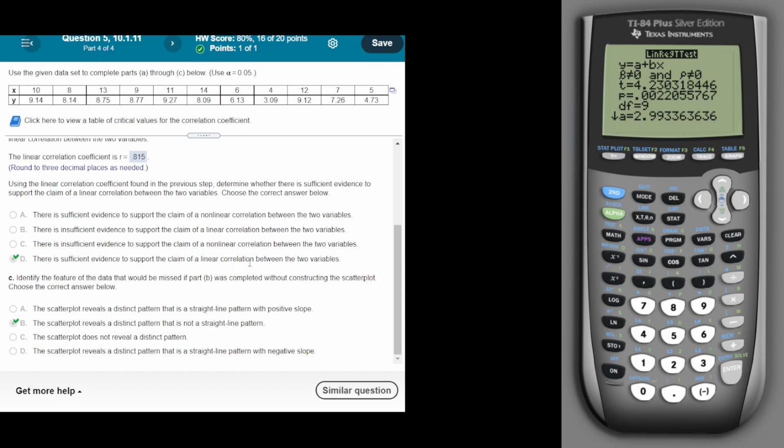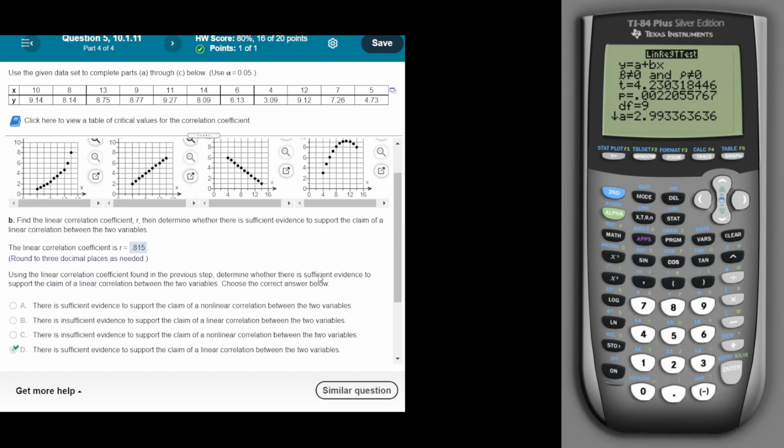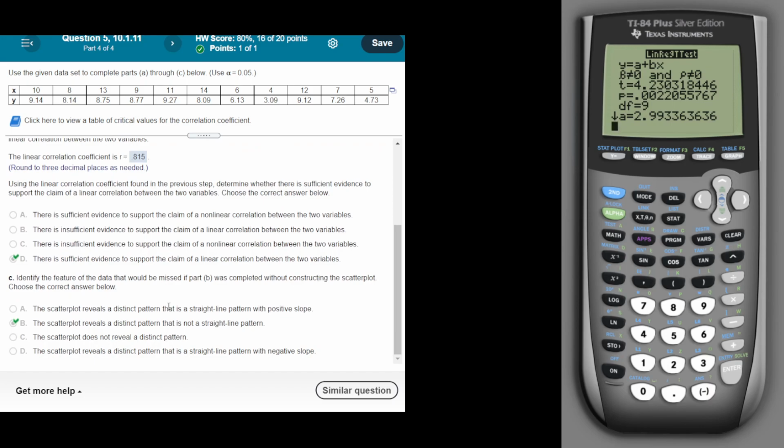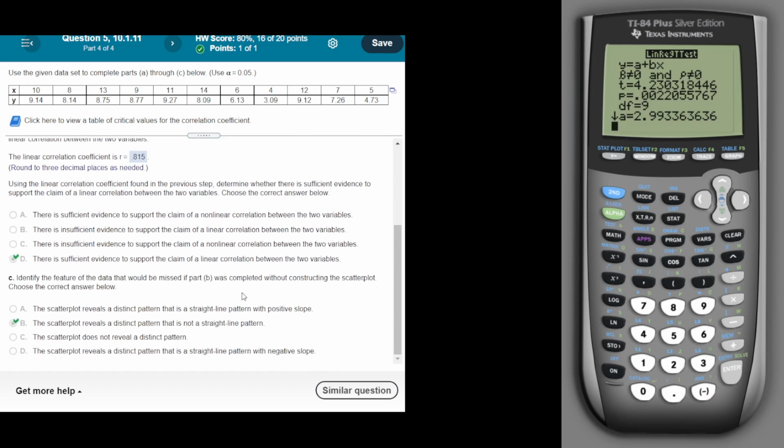That's it. C, identify the feature of the data that would be missed if part B was completed without constructing the scatter plot. So let's look at the scatter plot. Okay, they call this parabolic. It's curvy. It's not a straight line like these guys over here. Basically, you want to put that into words. So it says the scatter. This is always going to be the answer. Whenever you have a parabolic thing like that, it will be on your exam.